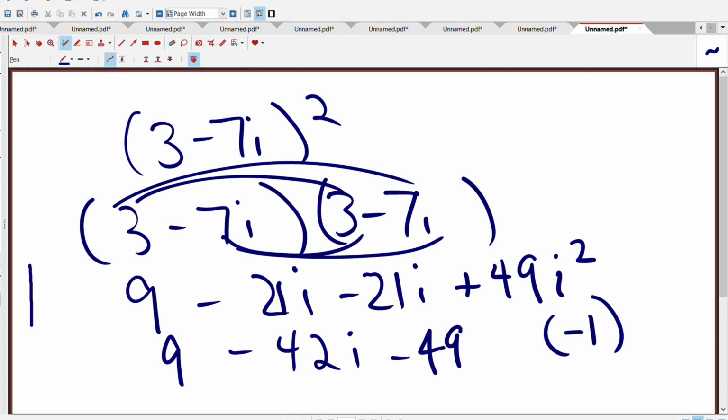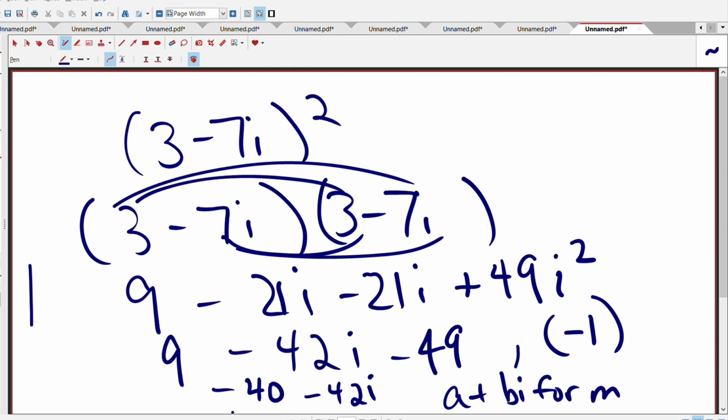And then here, now we have like terms. The 9 and negative 49, signs are different. Subtract the numbers, keep the sign of the larger. And we actually get a binomial. And this is called a plus bi form. a is the real part, which is the negative 40, and the imaginary part is the negative 42i.